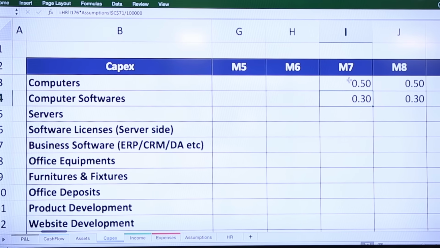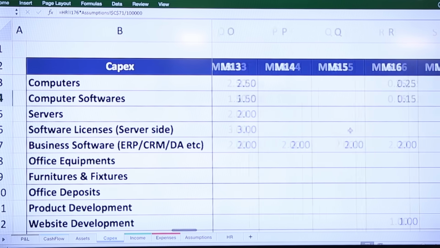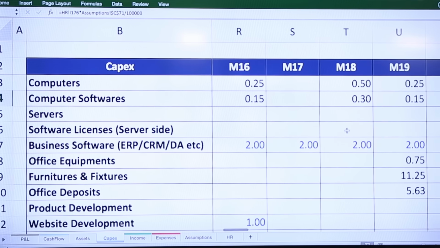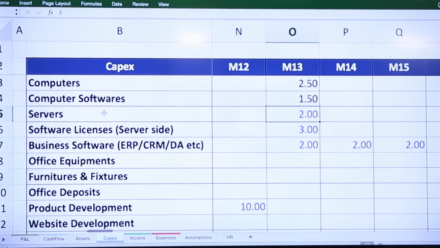Then computer software. Remember we had taken 15,000 rupees for official copies of the computer software. So again 30,000 rupees for 2 pieces. And as and when recruitment happens, that time we keep on buying computers, right? Okay, then I may require a server, not now but down the line. Let's say in the 13th month I decide to have my own server. I put a cost of 2 lakh rupees for that server.